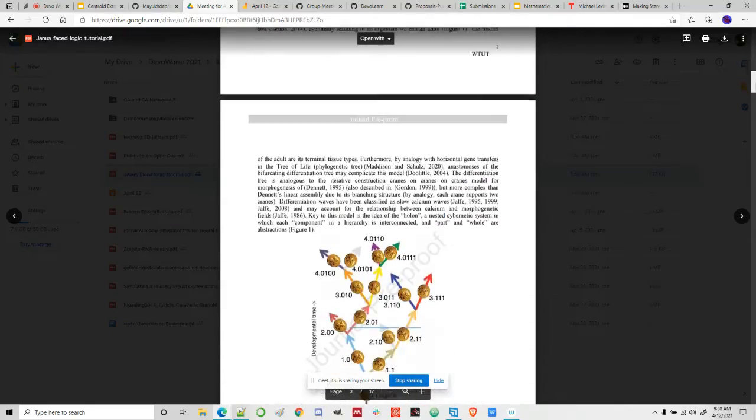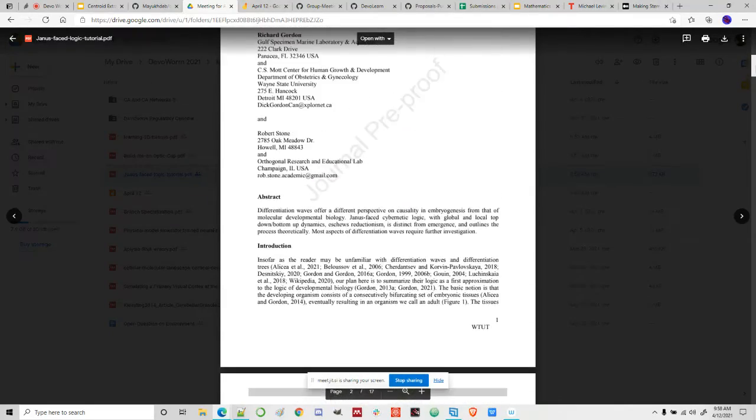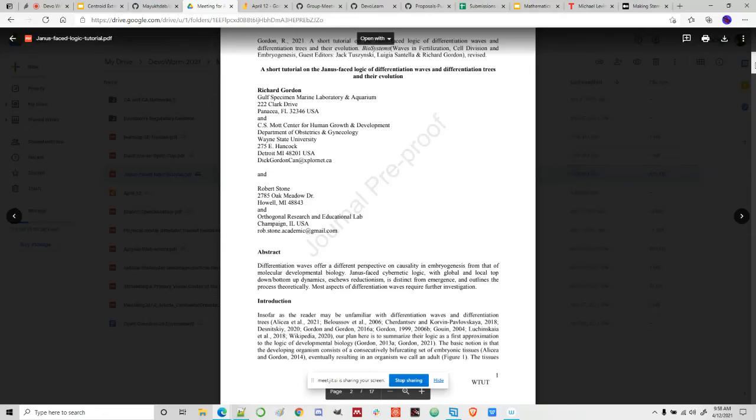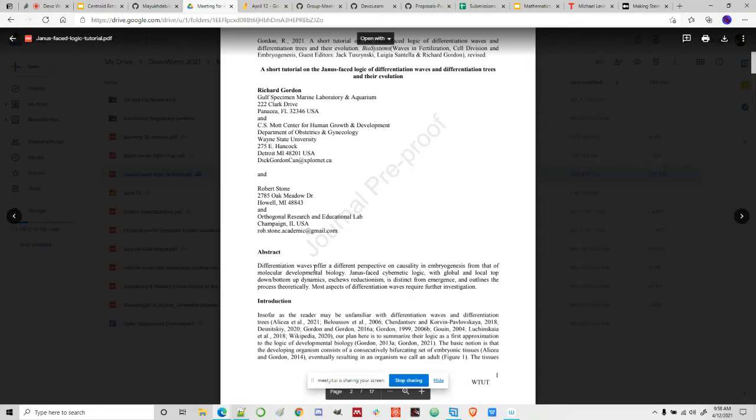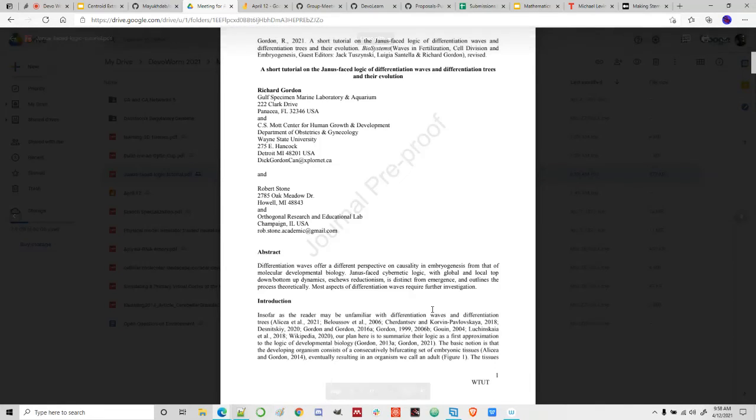And so differentiation waves in trees, we talk about it somewhat in the group, but a lot of you probably don't know much about what they are. Dick has a huge book on this topic from 1999. But instead of going through the whole book, you can read this tutorial and it gives you some idea of what those phenomena are.